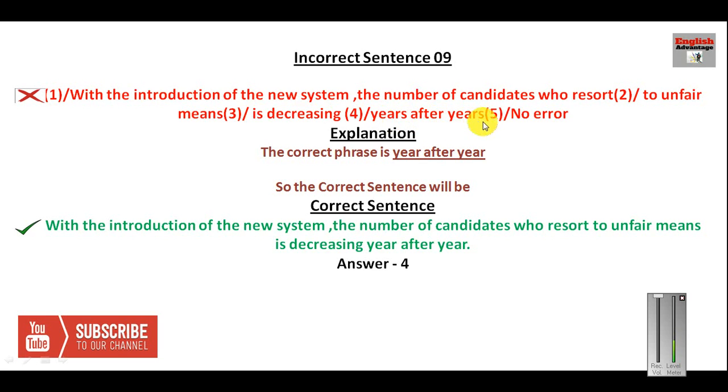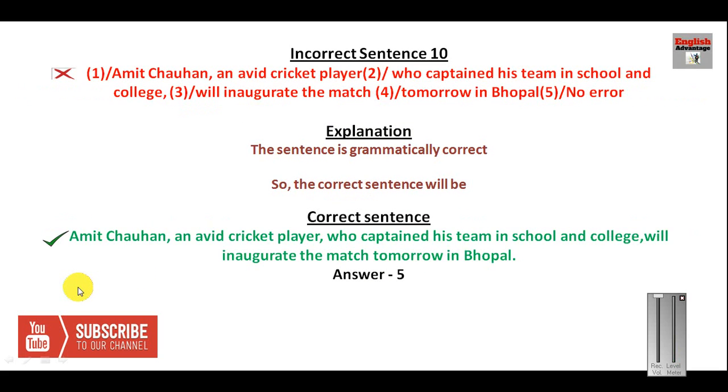Season after season, this way. So you have to write this phrase in singular. So this is the mistake here. The mistake lies in part 4. So the answer will be 4. Now let us look at the next sentence.